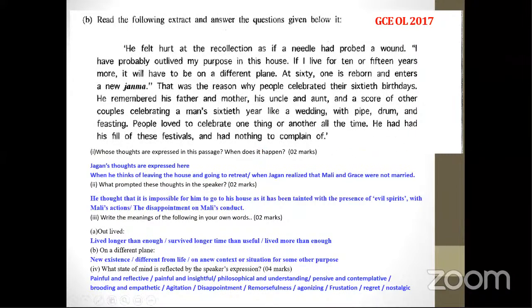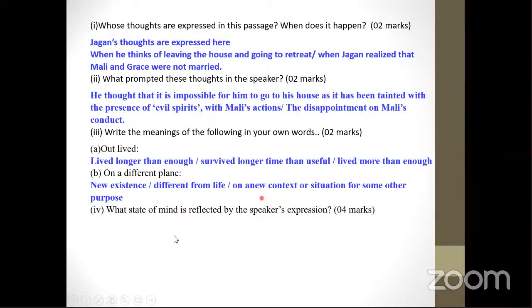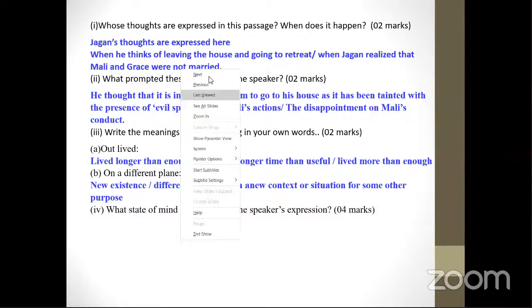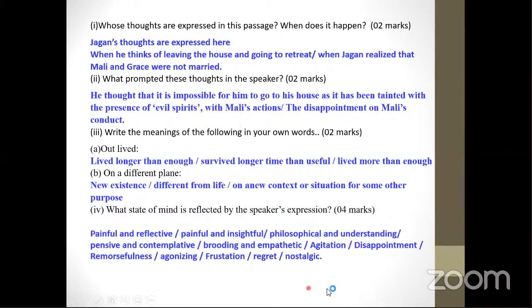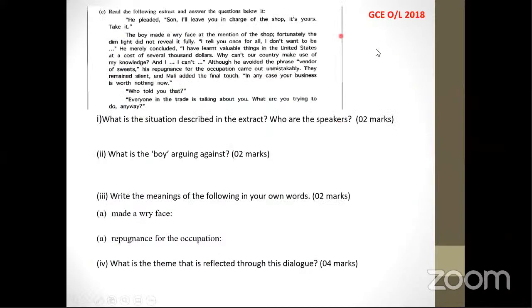Okay, we are moving into the next. This is the same thing in all the answers coming, because the other one was very small. Right. Our next question is from the 2018 paper. You can look at the extract and try your own answers.